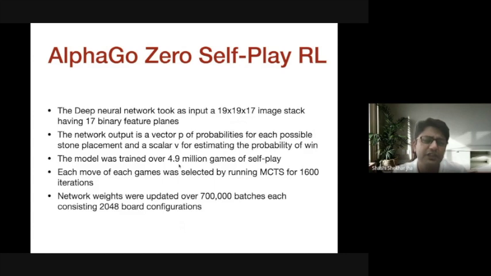This is much, much less than the initial DQN training that I showed. And even their batch size was only 700,000. Again, very less. So they solved this very complicated game even with much less training than what was required with DQN.